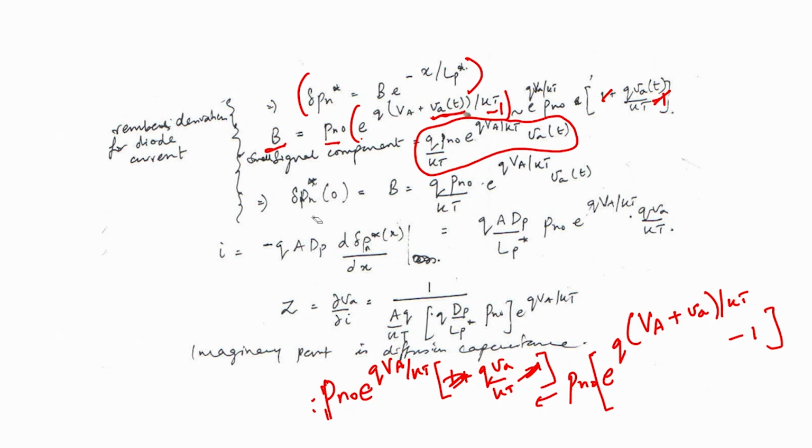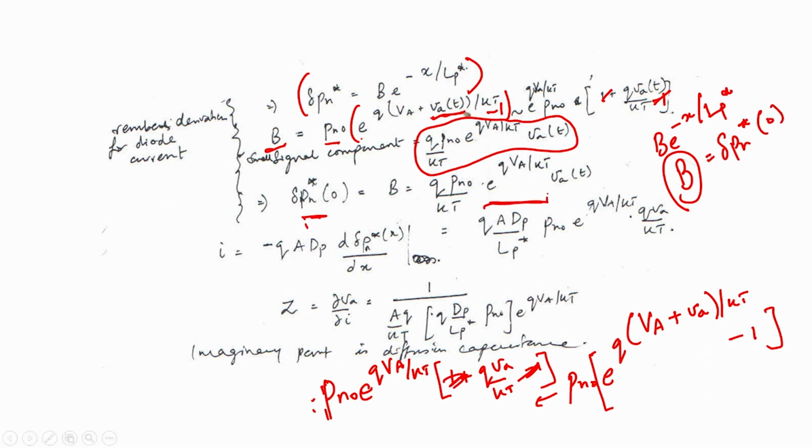And therefore, delta Pn at x equal to 0 is going to be B e to the power minus x by Lp star, and at x equal to 0 it is simply equal to B, and therefore, delta Pn star at x equal to 0 is simply given by this expression, wherein we have used Taylor expansion and linearized the VA term. Okay, so, in summary, this is quite important. This is the expression that we will use.